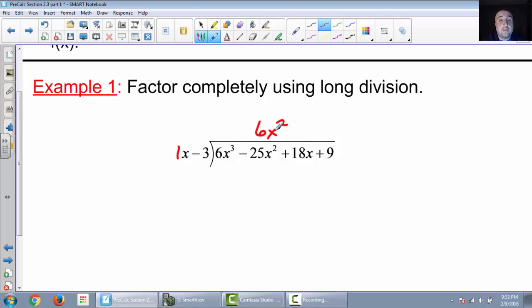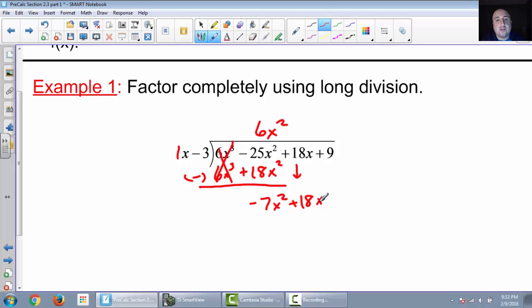Now, what did we do in elementary school? We multiplied. 6x squared times x is 6x cubed. 6x squared times negative 3 is negative 18x squared. And then, the same thing we did in elementary school, we're going to subtract. 6x cubed minus 6x cubed goes away, so those cancel. Negative 25x squared minus a minus, so this is plus. Negative 25 plus 18x squared is negative 7x squared. And then bring down the next term. Everything is the same as what you did in elementary school, and then the process starts over.